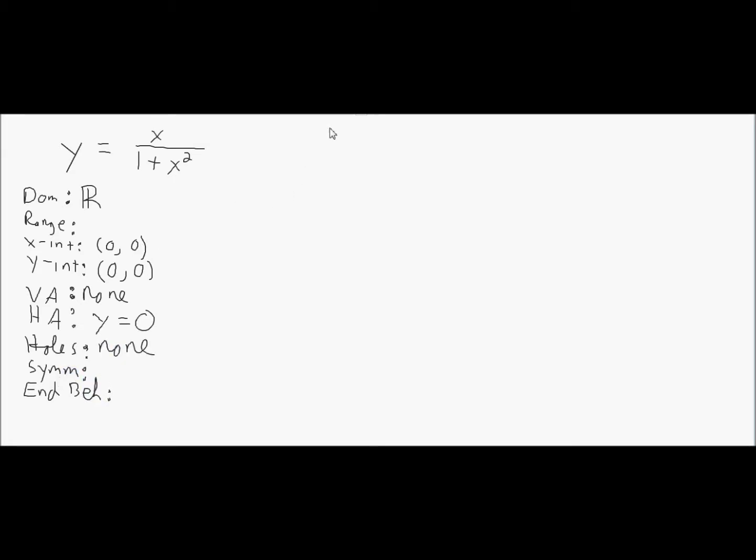Symmetry. To find symmetry, you plug in negative x for x. So I'm going to rewrite this as negative x over 1 plus negative x, squared. And notice how I put it in parentheses. And we're going to see what this simplifies down to. Well, it's negative x over 1 plus x squared, which is the same thing as the negative of x over 1 plus x squared. Well, if you plug in negative x and get the negative of the original, x over 1 plus x squared, that's an odd function.